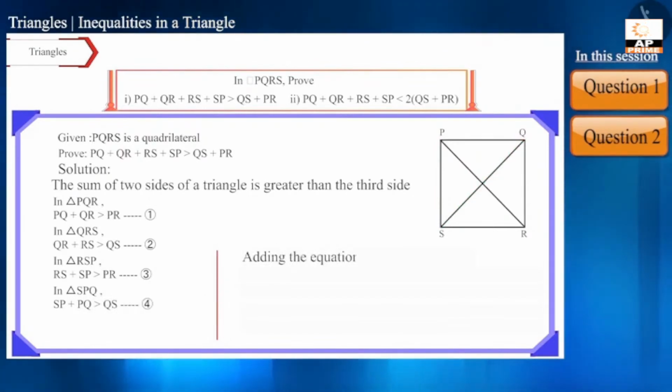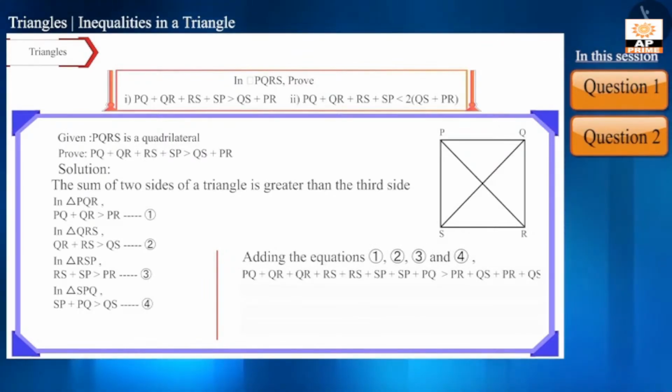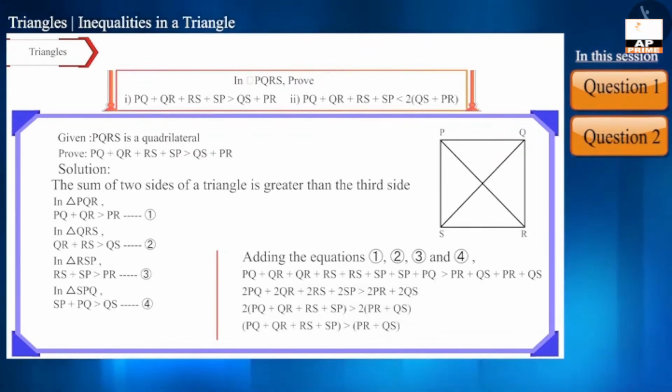Now, if we add all four inequalities, then we will get. Now, by simplification of the left side and the right side, you will get. And thus we proved that the sum of the four sides of a quadrilateral PQRS is larger than the sum of its diagonals.